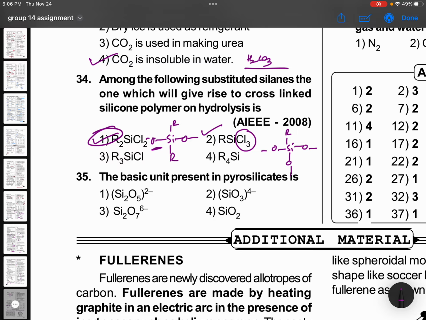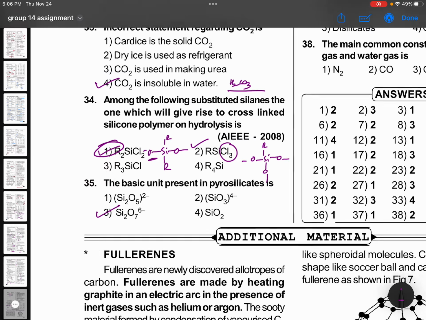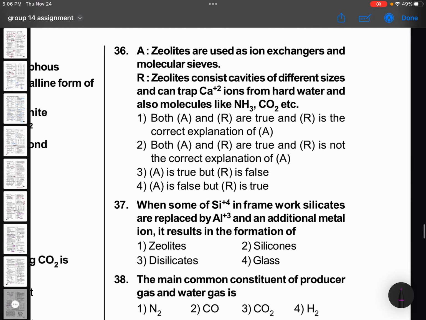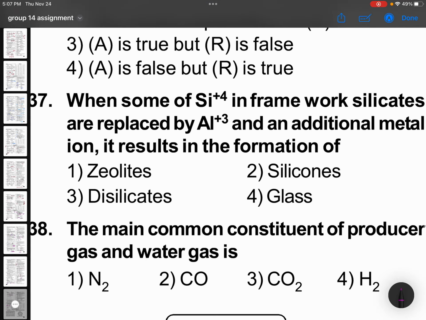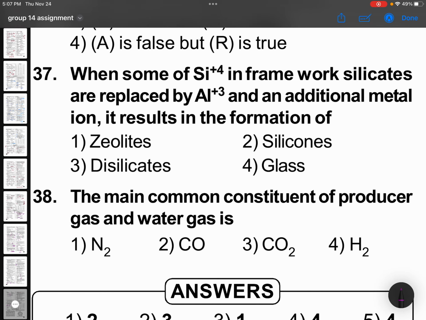present in pyrosilicates is Si2O7 6-. Where have we gone? 36. As zeolites are used as ion exchangers, correct? 36th question, zeolites consist of, right. We were discussing this in hydrogen. When some silicon +4 in framework silicates are replaced by aluminium, they are called zeolites. The common constituent of producer gas and water gas is carbon monoxide. Producer gas is CO plus N2, water gas is CO plus H2.